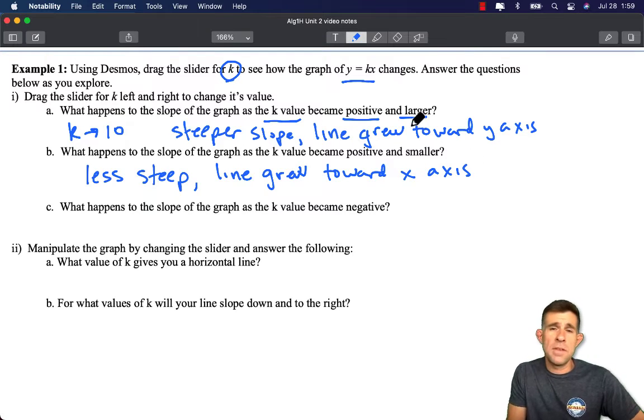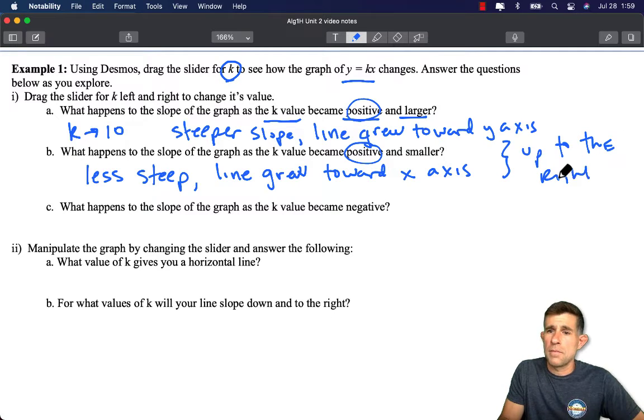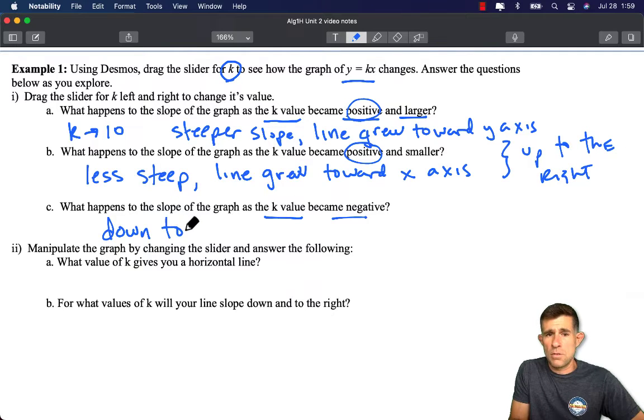Now, in both of these cases, we had a positive slope. So remember, for positive slopes, they both went up to the right. All right. However, we can see the difference here. What happens to the slope of the graph as the k value became negative? Now our line went down towards the right.